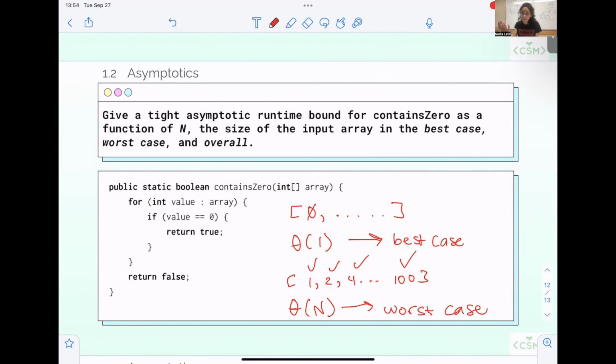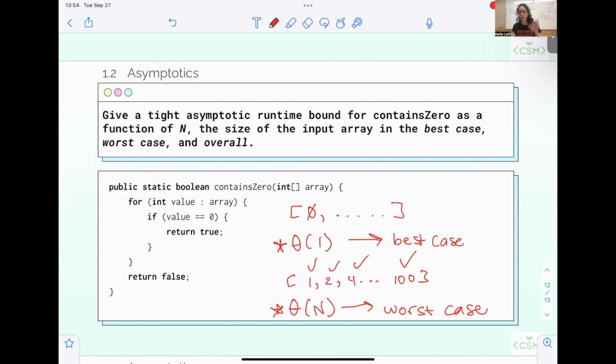Notice that we use theta bounds for them, right? Because for every input that counts as best input, this is the runtime that we're going to get. And for every input that counts as worst input, this is the runtime that we're going to get, okay? Now, how about overall? Well, here's the thing about overall. We know that it's not going to be a theta bound, right? Because our algorithm behaves differently based on different types of input, okay? So the performance varies across cases.